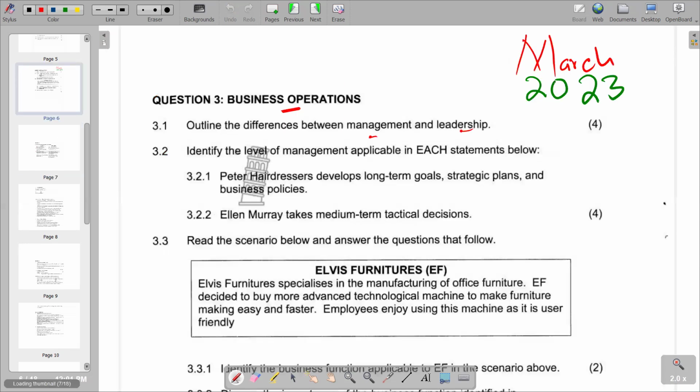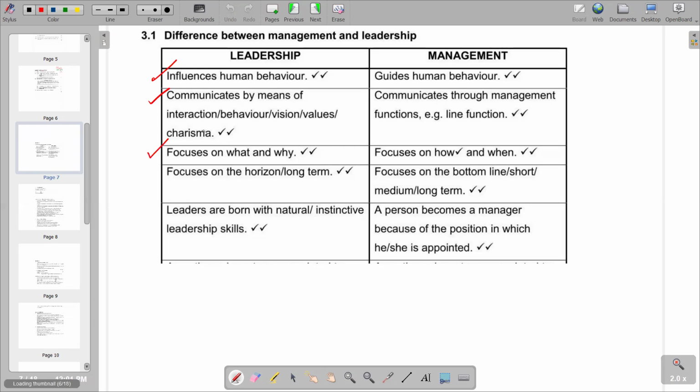Going back to our question, you see that it is 4 marks, so it requires us to raise at least two differences. According to the differences that we have there, you can just try to raise two. Then we can also have other differences that we can include.